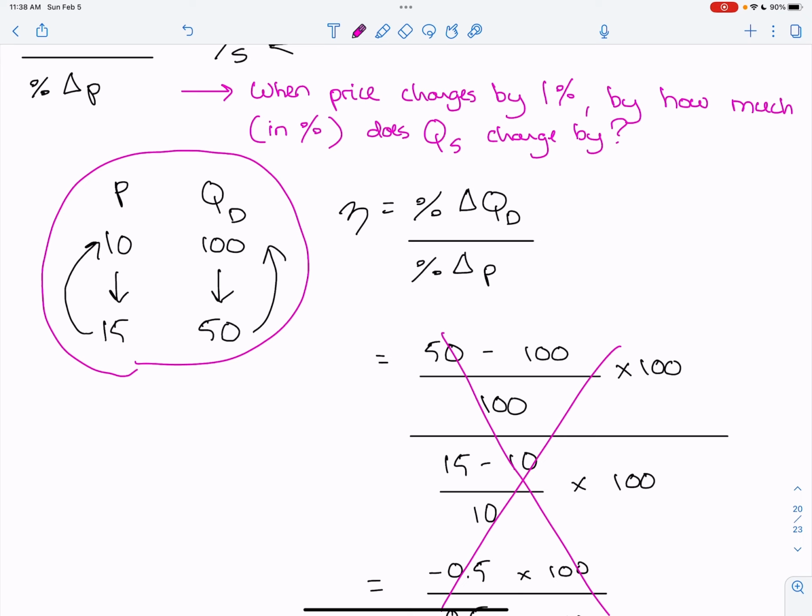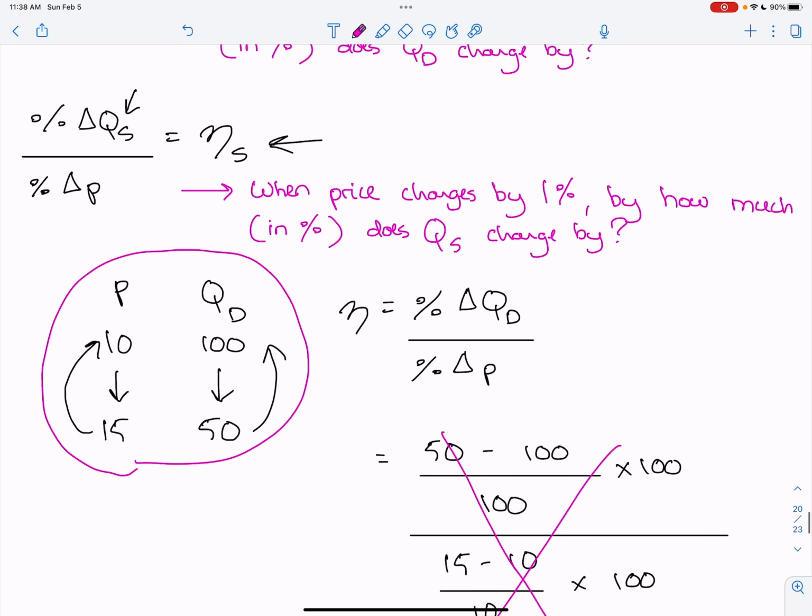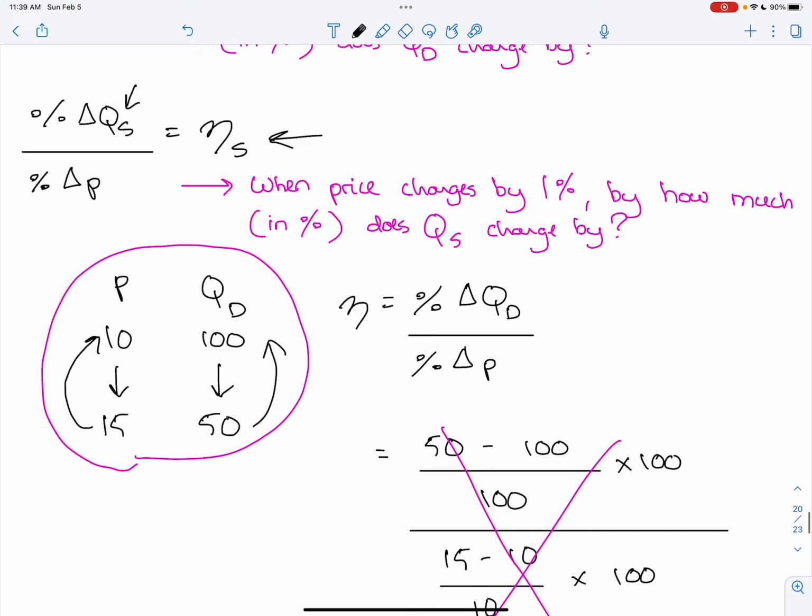What we want is to get the exact same number regardless of whether we're talking about a decrease in price resulting in an increase in quantity demanded, or an increase in price resulting in a decrease in quantity demanded. Okay, so how do we solve this problem? Well, we solve this problem in the following way. We solve this problem by taking averages.